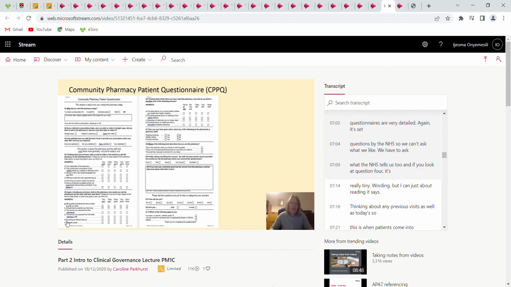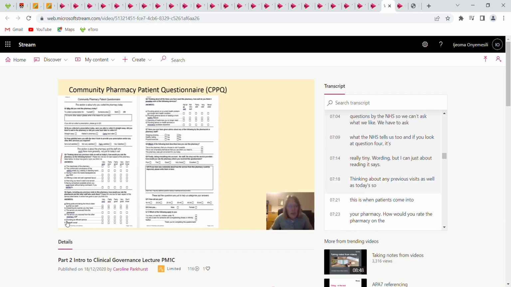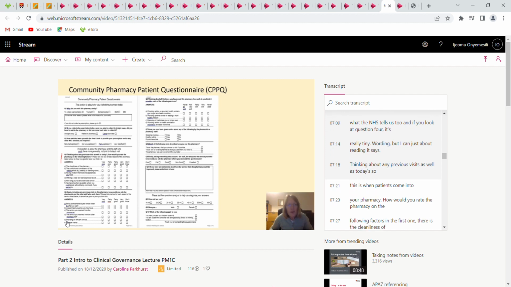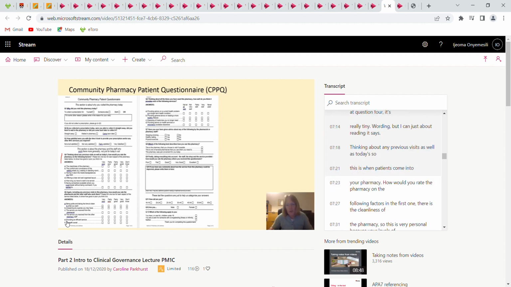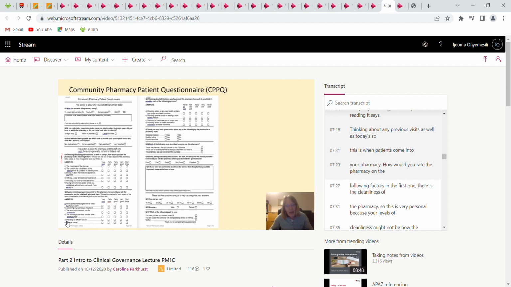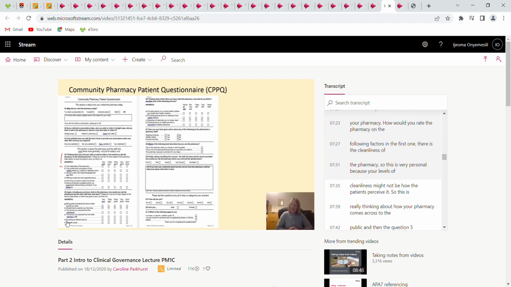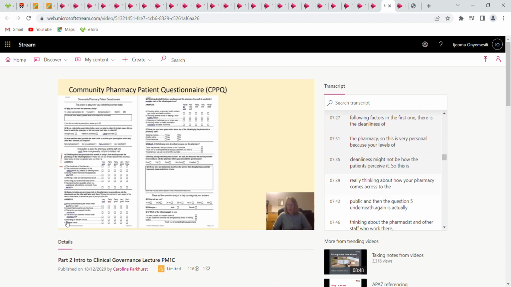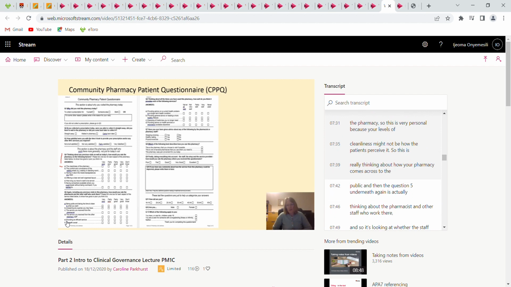And if you look at question 4, it's really tiny wording, but I can just about read it. It says, thinking about any previous visits as well as today's, so this is when patients come into your pharmacy, how would you rate the pharmacy on the following factors? And the first one there is the cleanliness of the pharmacy. So this is very personal because your levels of cleanliness might not be how the patients perceive it. So this is really thinking about how your pharmacy comes across to the public.